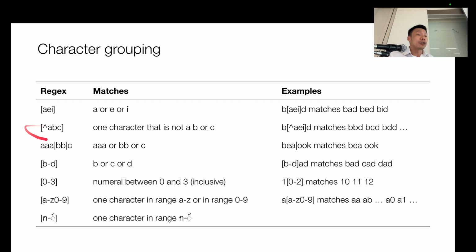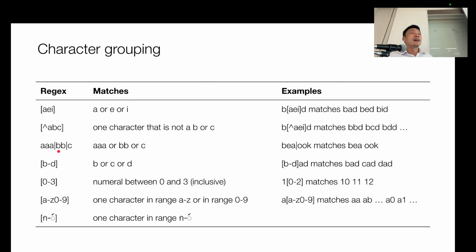You can negate it as well. So it's a complement of this set, all right? If we put the caret inside the set, it means the negation of it. So this will match B, C, D, B, D, D. B, E, D would not match because E is in this set. B, F, D would match because F is not in this set. Okay?